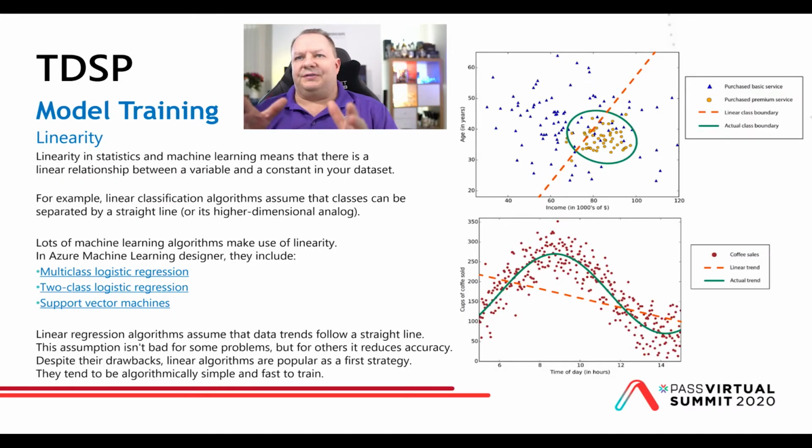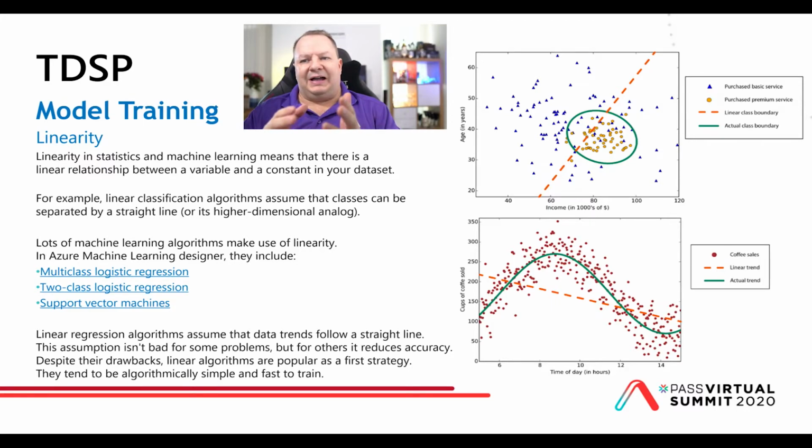So now we're going to look at linearity in statistics and machine learning, to see if there's a linear relationship between the variable and a constant in your data set. So we're trying to predict a straight line here and have the data fall on either one side of the line or the other. A couple of examples of linearity would be multi-class logistic regression, 2-class logistic regression, or looking at the SVM, the support vector machine type of algorithms.